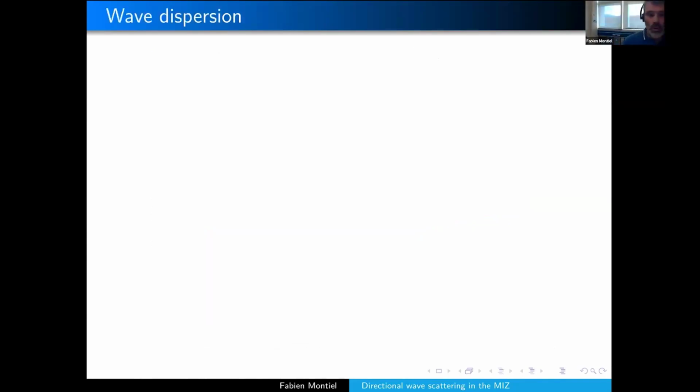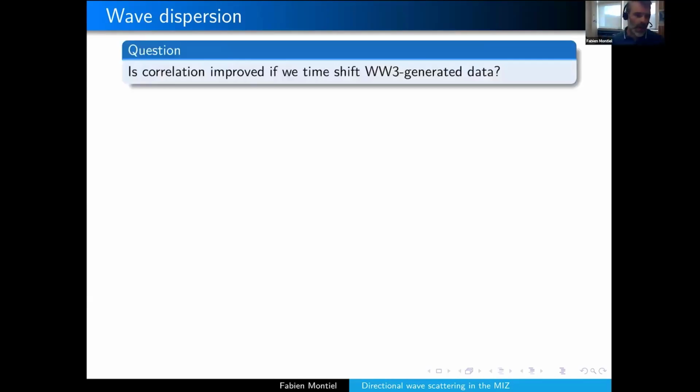All right, just one more result here, and that's potentially a reason to explain the bias that we observed, especially in mean wave period. Maybe the dispersion relation in the ice is different to the one in open water, and therefore the wave speed predicted by WAVEWATCH, which for most of these parameterizations is the same as in open water, is not right, and that could introduce some kind of time delay between the model and the observations. So what I wanted to look at is whether correlation is improved if we time shift the WAVEWATCH III generated data.